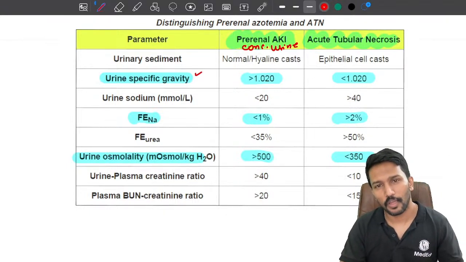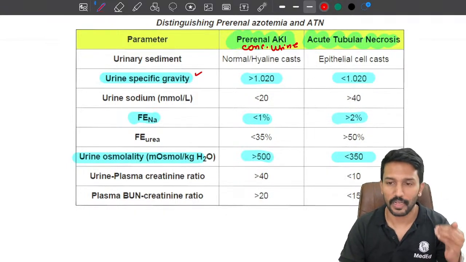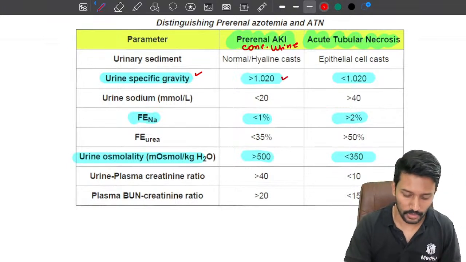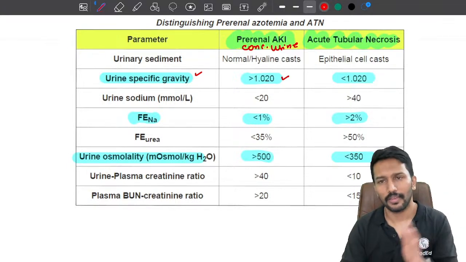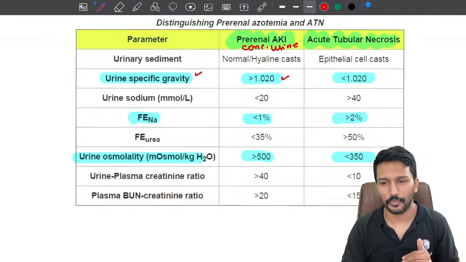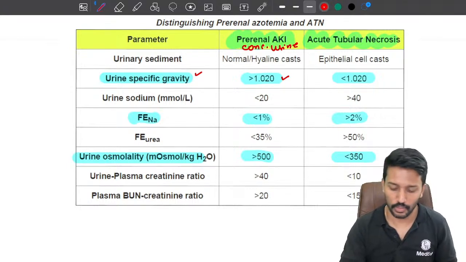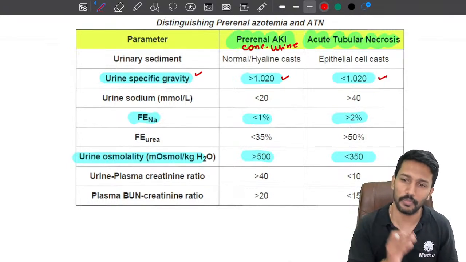In case of pre-renal AKI, because there is concentrated urine, the urine specific gravity will be high, right? It will be more than 1.020. In case of acute tubular injury, reabsorption is failed, so we are not able to concentrate the urine. Urine will be dilute, so urine specific gravity will be less.